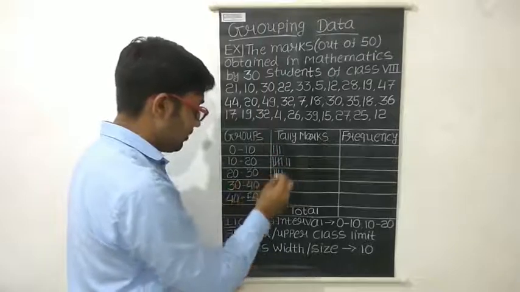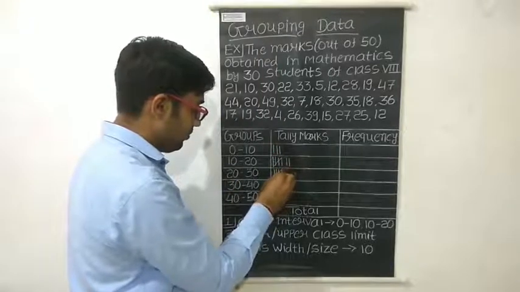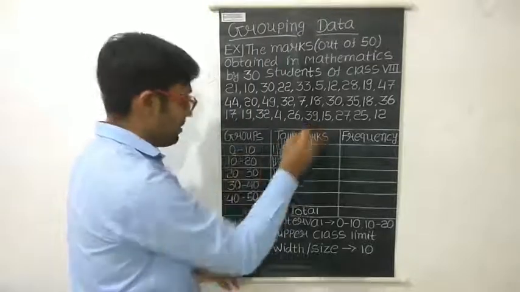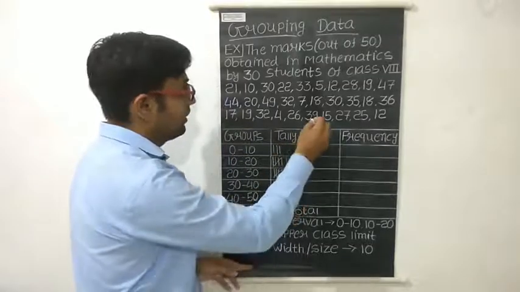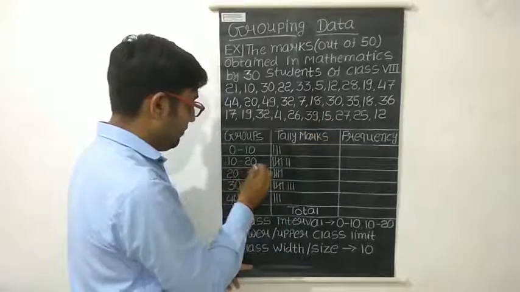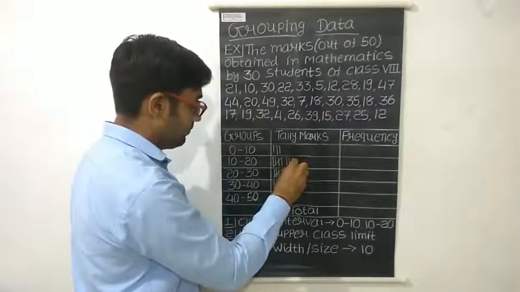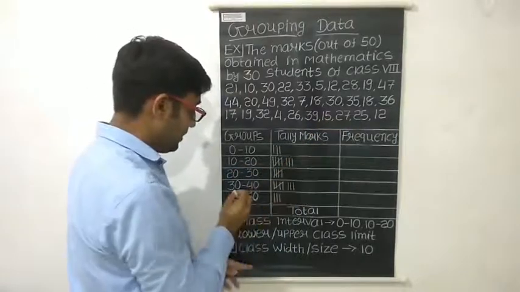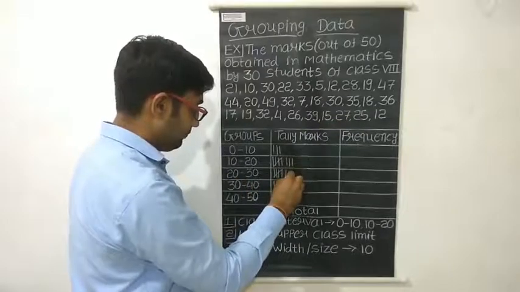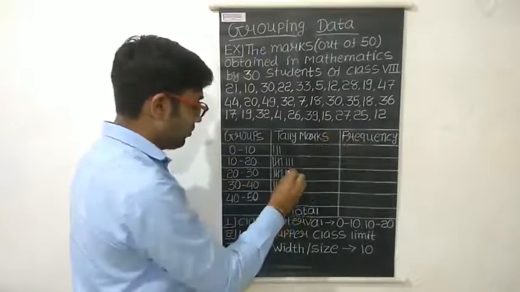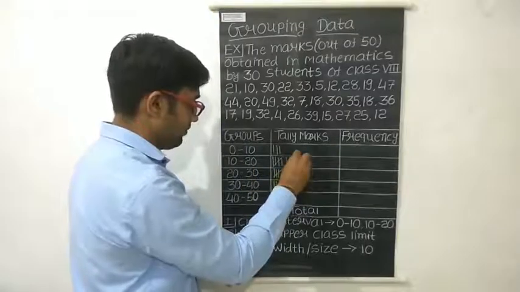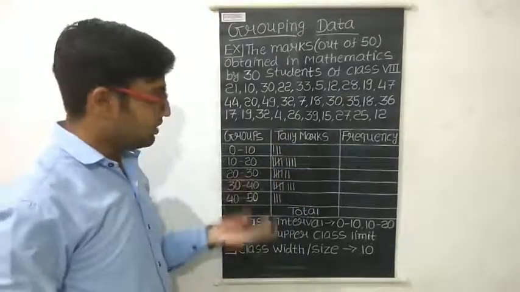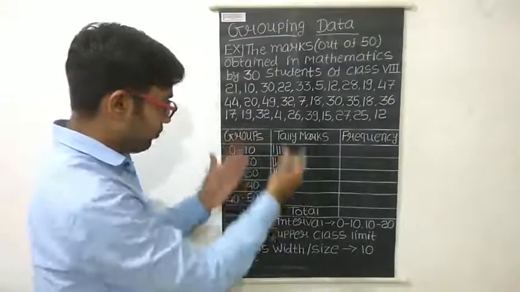26 we have to put here. See, here also the 5 is completed. 39 we can put in this group. Then 15 we can put here. 27 we can put here. 25 also will be here, and 12 we have to put here. So all this data we have put as elements.